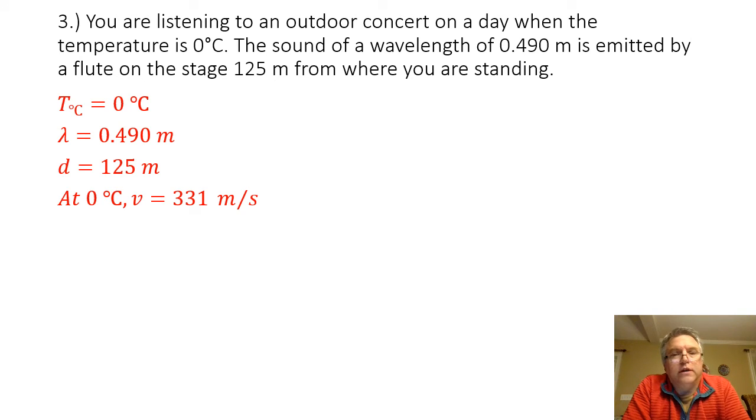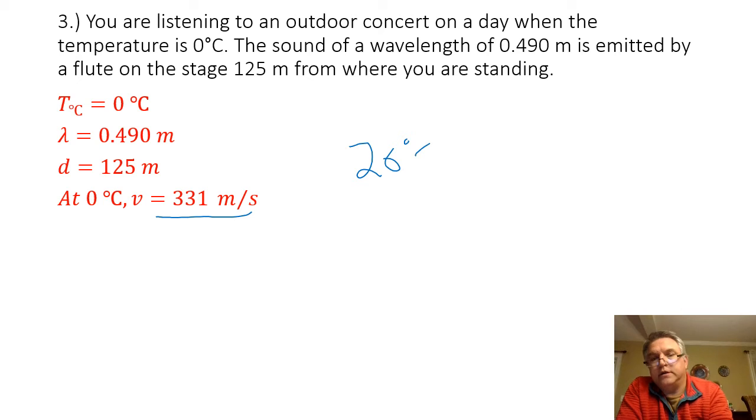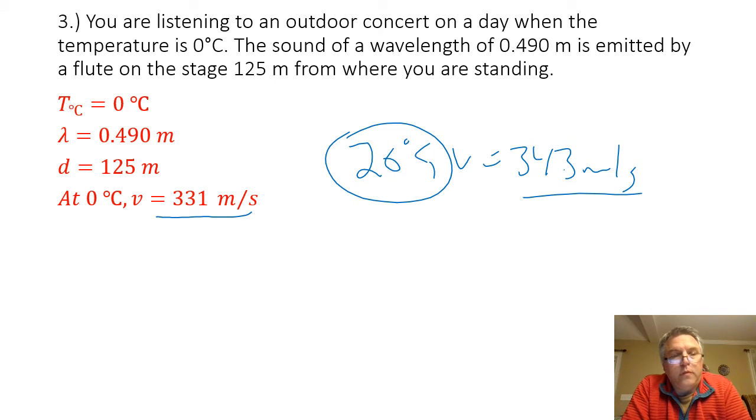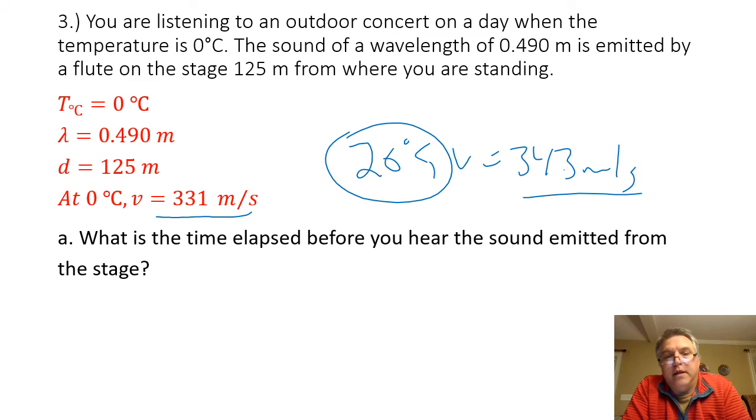At 0 degrees Celsius, my wave speed is 331 meters per second. At 20 degrees Celsius, my wave speed is going to be 343 meters per second. That's another common one that we'll see because 20 degrees Celsius is what we commonly refer to as room temperature. So the first part of this problem asks us, what is the time elapsed before you hear the sound emitted from the stage?